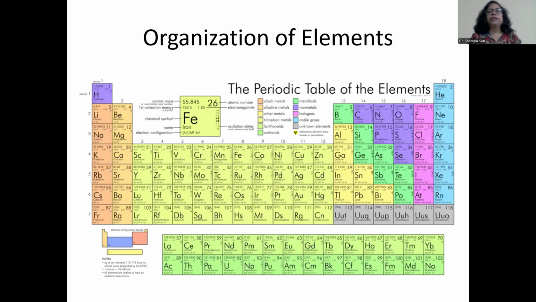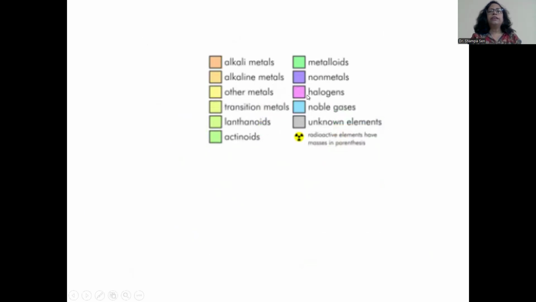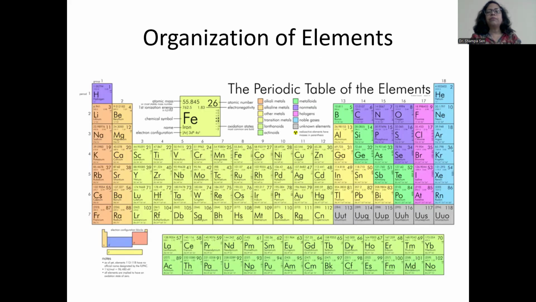So next we will learn the color codes. These are the color codes like alkali metals, orange, alkaline earth metals, orange but a little faded, and so on and so forth. The radioactive elements will have their masses in parentheses on the table. Let us see some examples. You can see here, for example, uranium. The mass is given in parentheses.